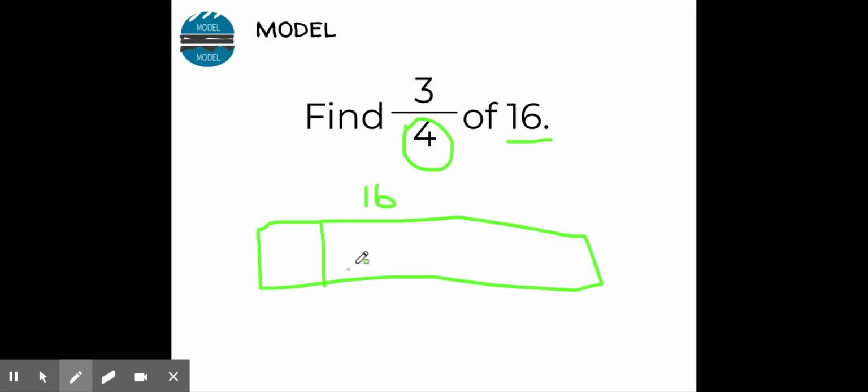I'm going to divide my bar into 4. I'm going to try my best to make them 4 equal pieces. Imagine that they are equal. And I'm going to divide my whole number by my denominator, which would be 16 divided into 4. When I do that, I have 4 here, 4 here, 4 here, and 4 here, because 16 divided by 4 is 4.